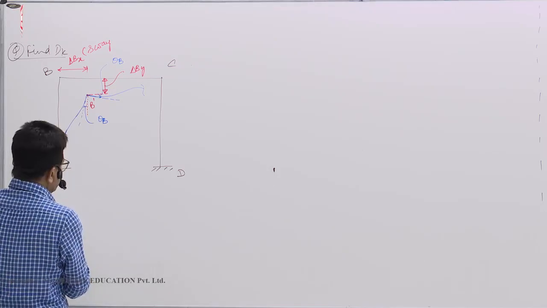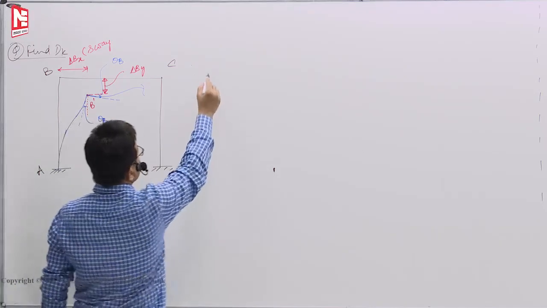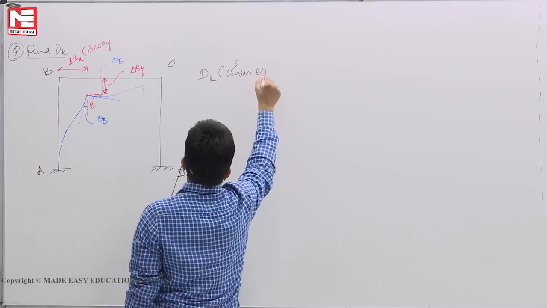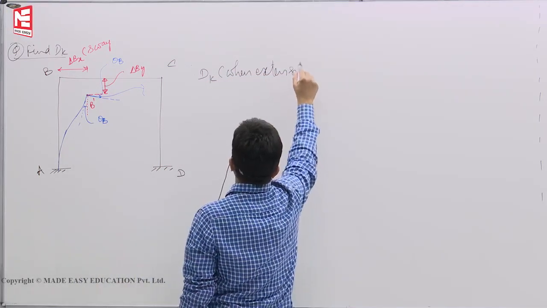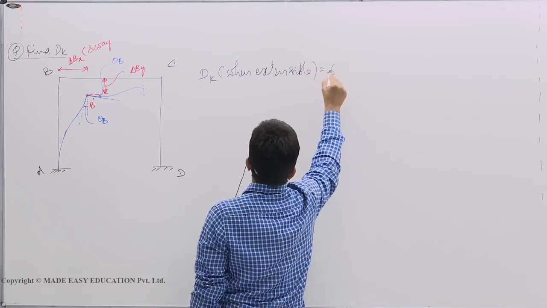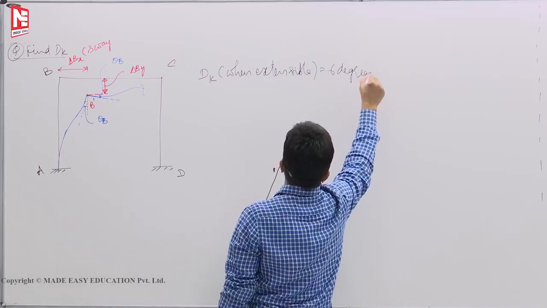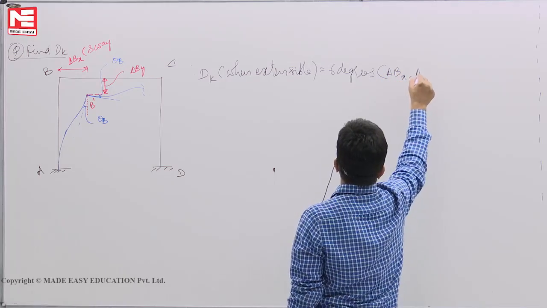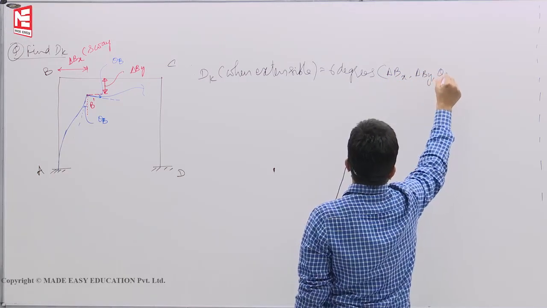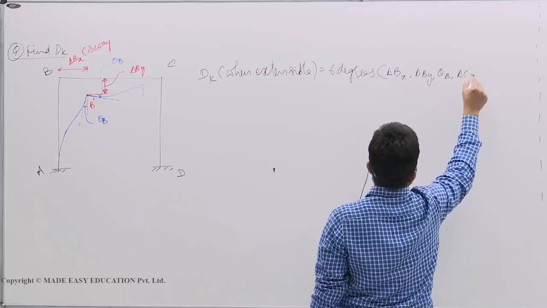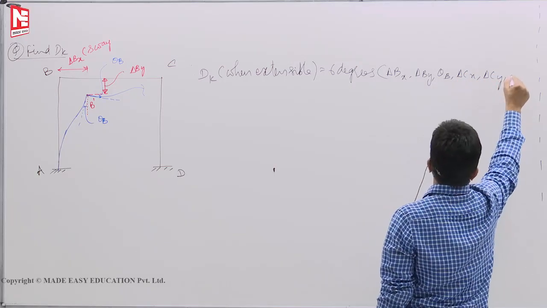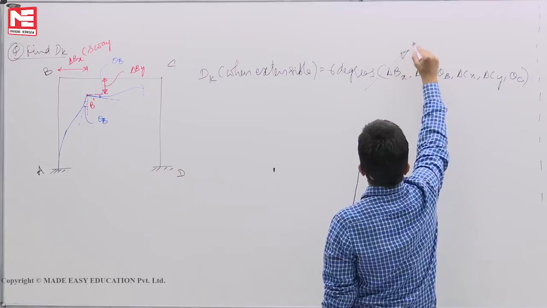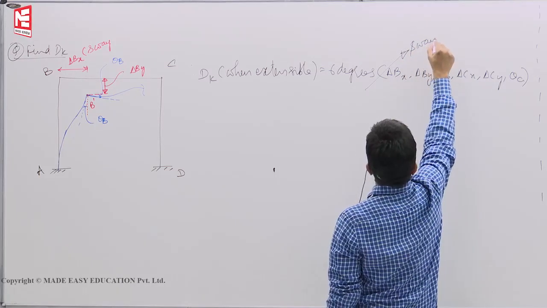So like that 3 displacements are possible. So you can write dk when extensible, when members are extensible, is 6 degrees. What are they? Delta Bx, delta By, theta B, delta Cx, delta Cy, theta C. This delta Bx generally we call it sway.